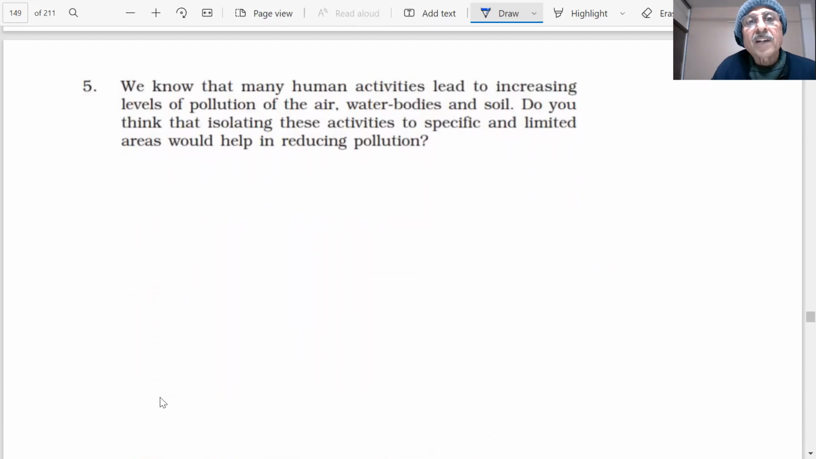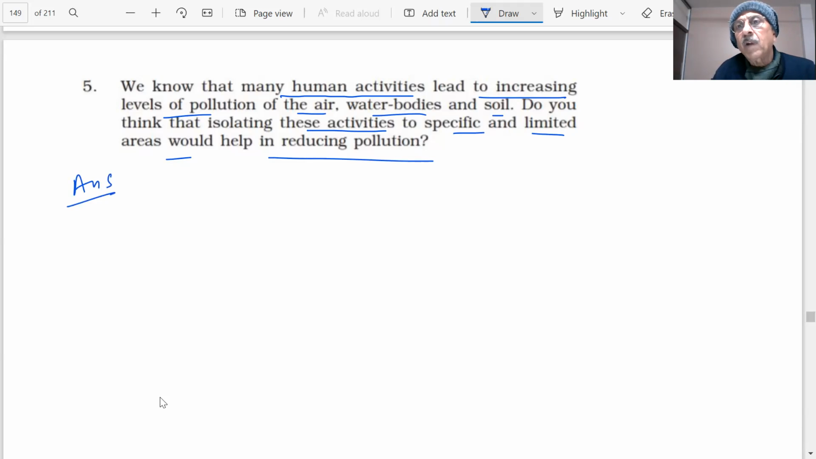We know that human activities lead to increasing levels of pollution of air, water bodies, and soil. Do you think that isolating these activities to specific and limited areas would help in reducing the pollution, student? Again, the questions are general, but they are important for us because we are working on these things nowadays. Yes, sir, this would help. First, tell me, what are the human activities which are leading to air, water, and soil pollution?